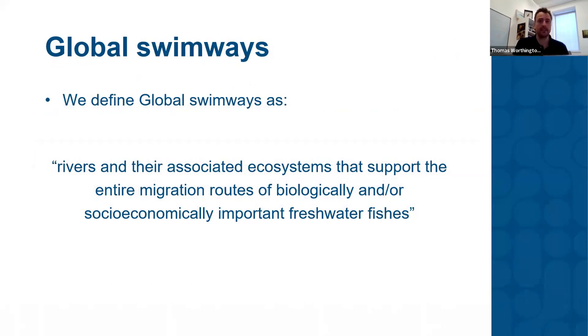Due to that, we've decided to think about this idea of global swimways to encourage greater conservation and management of migratory fishes. We define a global swimway as the rivers and their associated ecosystems that support the entire migration routes of biologically and/or socioeconomically important freshwater fishes. And we hope that this will help to start the discourse around providing a better range of biological, economic, and social criteria to map their identification and monitoring.